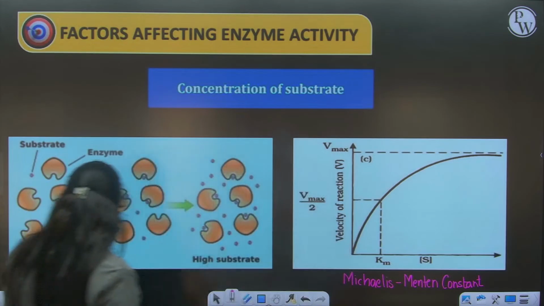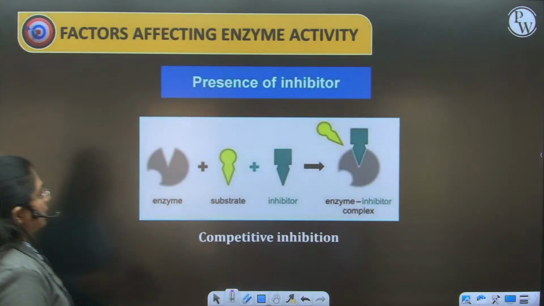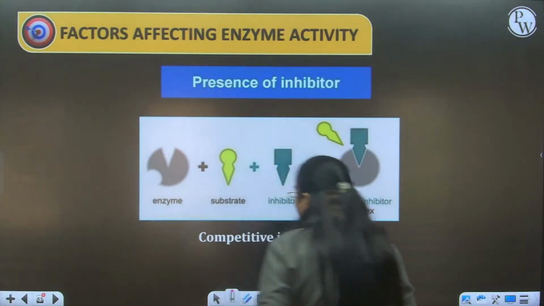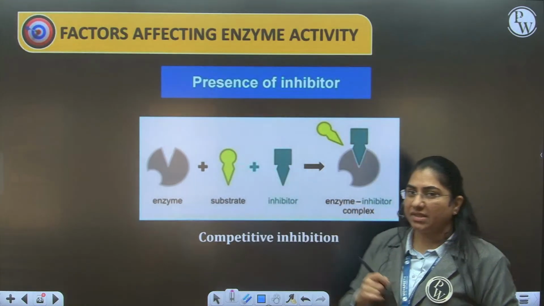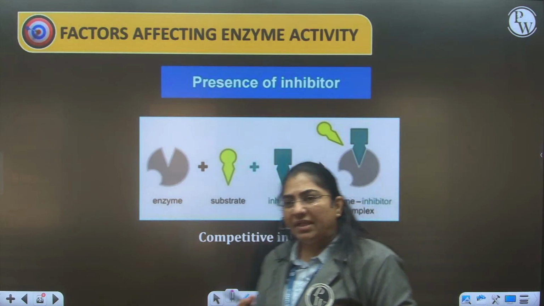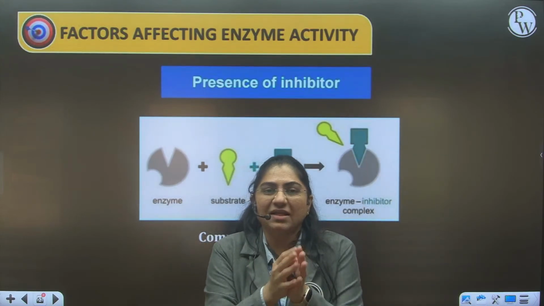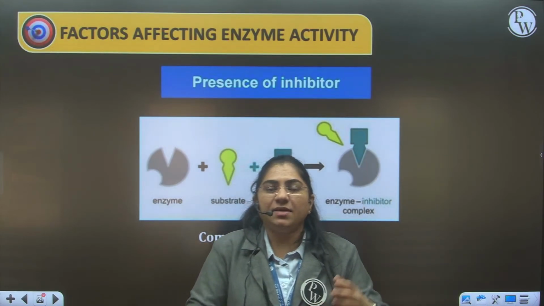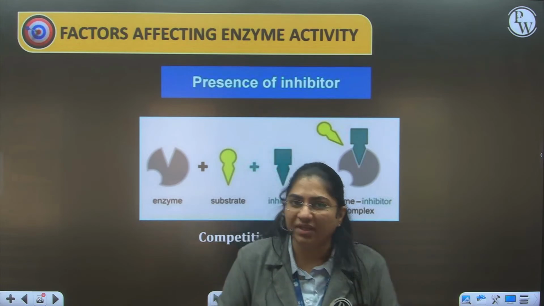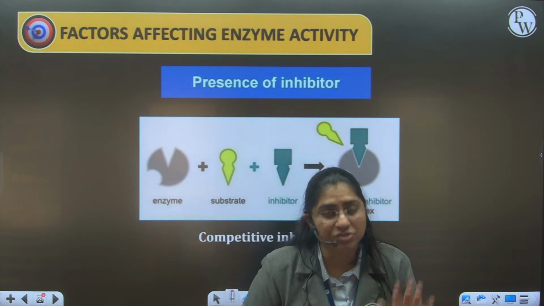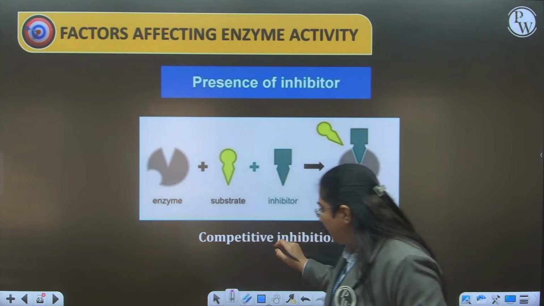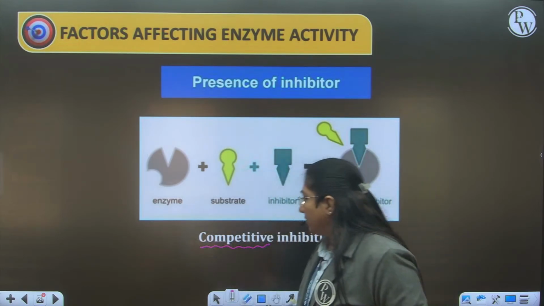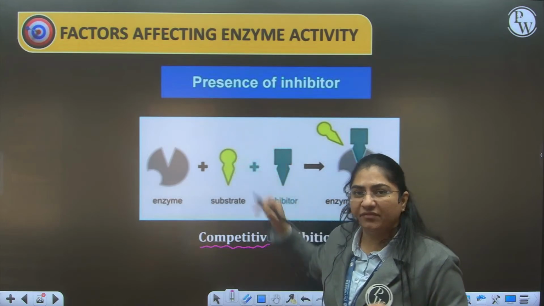Moving ahead to the last part of the topic, where we are going to talk about the presence of inhibitors that will affect the enzyme activity. Now inhibitors, as the name suggests, are chemicals or substances in the presence of which the enzyme activity will be affected; it will be reduced or even stopped. Now, competitive means it is competing. Competing with what? Competing with the substrate.